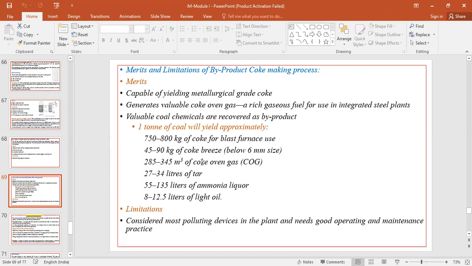So these kinds of testings we should do before we charge it into the blast furnace as one of the raw materials. This part, the testing part, the coke quality assessment, we will discuss in the next class.